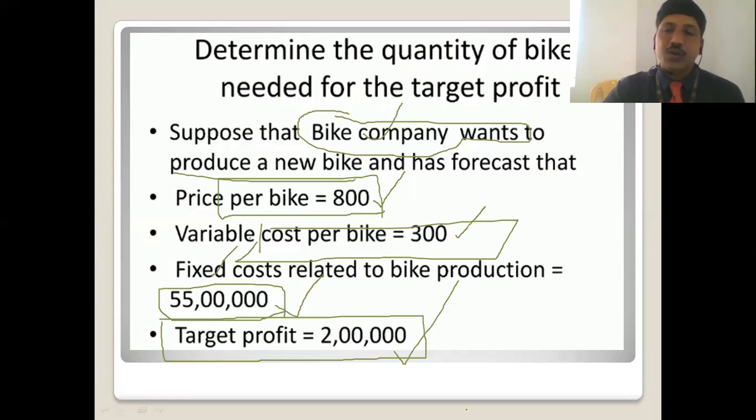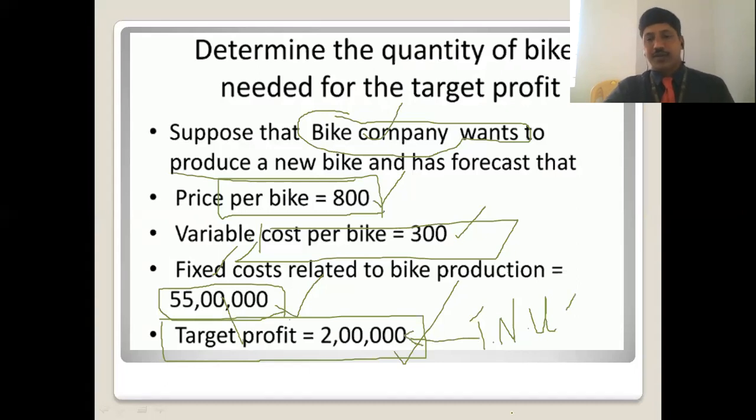If the company wants to achieve 2 lakh rupees profit, now being a chartered accountant or an accounting expert, you have to specify how many units need to be produced. So the total number of units required to achieve this 2 lakh rupees profit, that is what we have to find out.